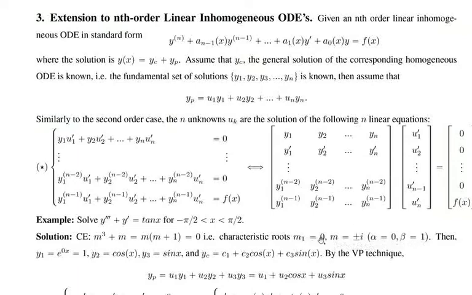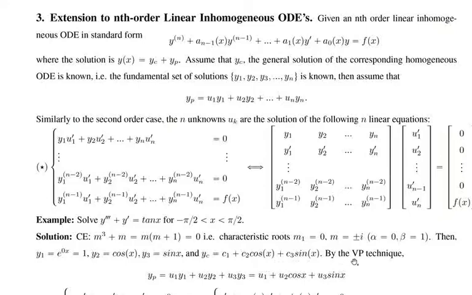So we're going to get in here the fundamental set of solutions where y1 is e to the 0x, which is 1, y2 is equal to cosine of x, y3 is equal to sine x. So my complementary solution is c1 times y1, which is 1, plus c2 times y2, which is cosine x, plus c3 times y3, which is sine x. So we have found the complementary solution.